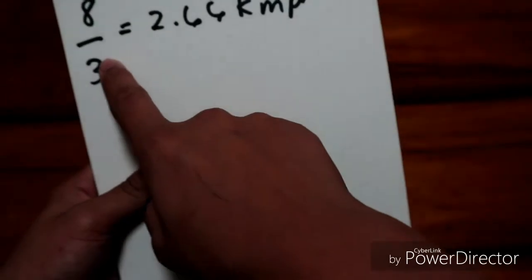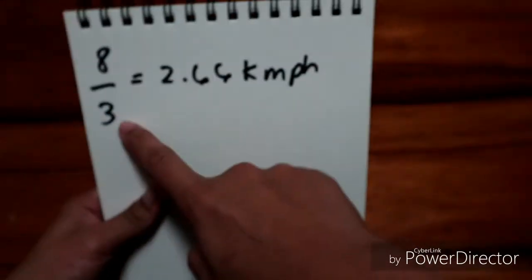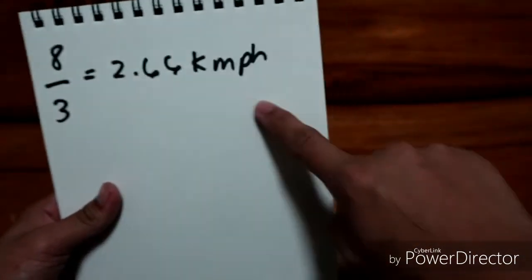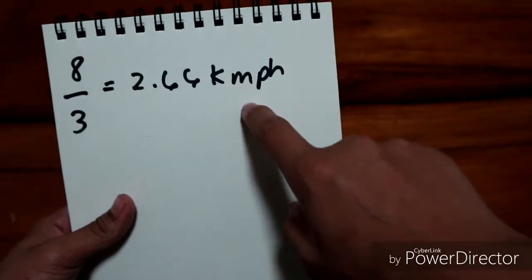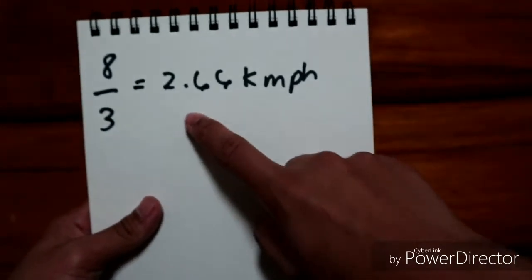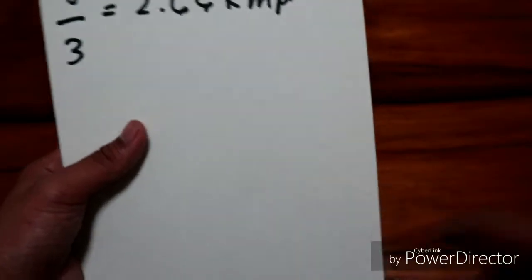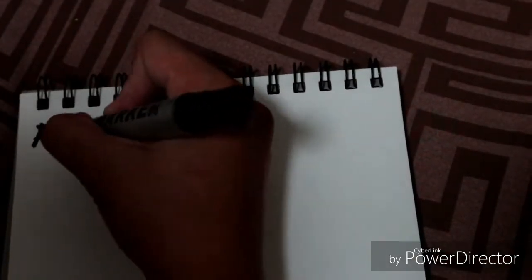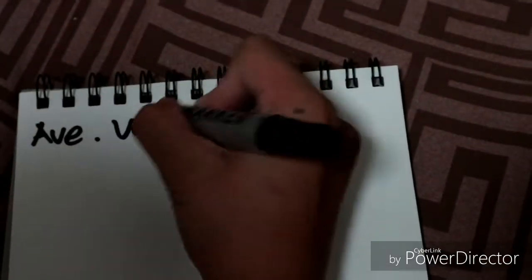So how will we get the average speed now? Basically, 8 over 3, or 8 divided by 3, will be equal to 2.66 kilometers per hour, which is our average speed for this problem. Average velocity.